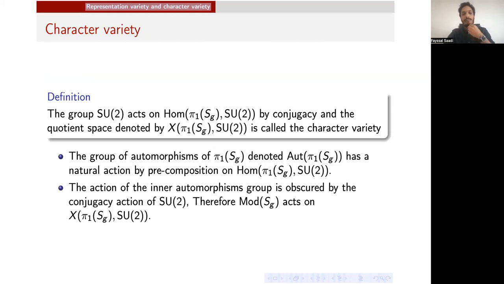And now on the representation variety, SU2 acts by conjugacy. So if you have g on rho, it's exactly g rho g minus 1. And if you take the quotient, it is called the character variety. And actually we have an action of the automorphism group of the pi1. So if you have an automorphism, let's say phi, an automorphism of the pi1 of S.